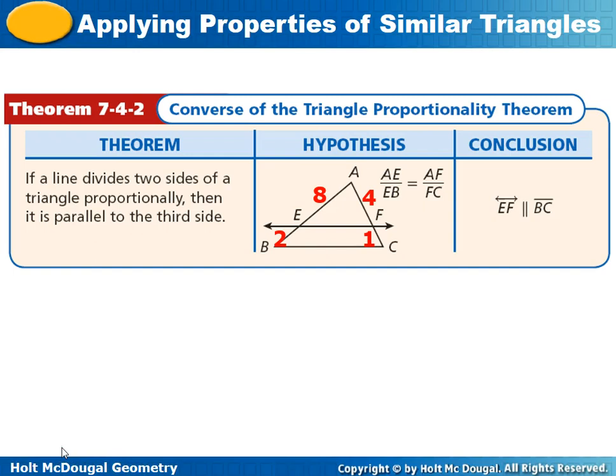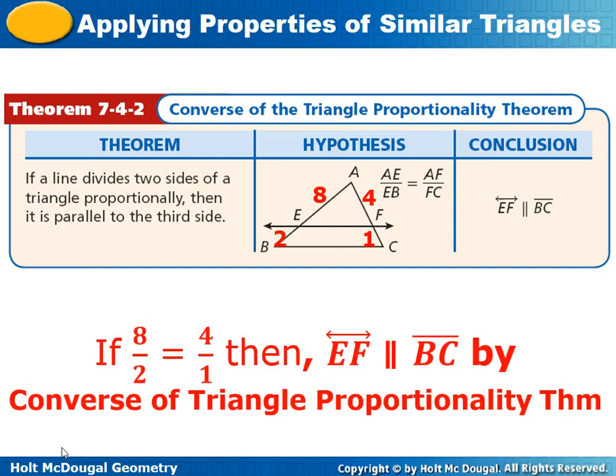So there's multiple ways we could move here, but no matter which way we move, we get the same answer, that they are proportional. So here it says if 8 over 2 is equal to 4 over 1, then line EF is parallel to segment BC by the converse of the triangle proportionality theorem.